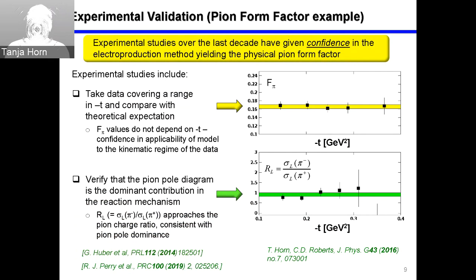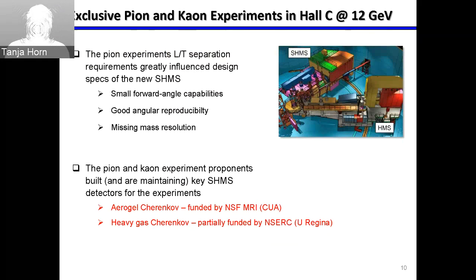Okay, so now the method is established for the measurement, and we can go to 12 GeV, and I can tell you about a few of the experiments that are going on in Hall C. First, here's just a brief overview of the experimental equipment. We use the Super High Momentum Spectrometer, as I mentioned already, important for the precision measurements, and the High Momentum Spectrometer as well. In particular, the pion LT separation requirements influenced the design of the Super High Momentum Spectrometer, including the small forward angle capabilities, the angular reproducibility, and also missing mass resolution.